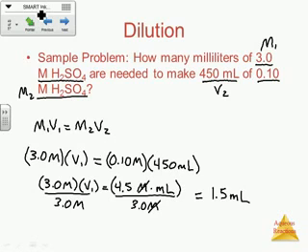Okay, let me just double check my numbers here. Nope, that's not right. I tried to do math in my head. This is 45, not 4.5. Sorry about that. 45. Okay, so then when we divide the 45 by 3, we get 15. I knew that didn't look right. So it takes 15 milliliters of the 3.0 molar solution, and then you dilute it with water to 450 milliliters, and that's going to give you your 0.1 molar solution. So that's how you get it from 3.0 molar to 0.1 molar.